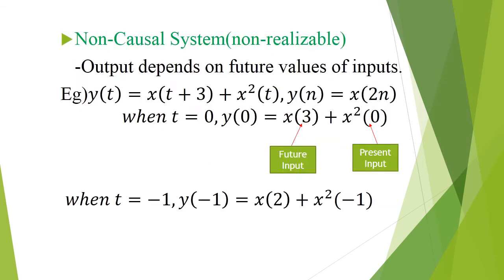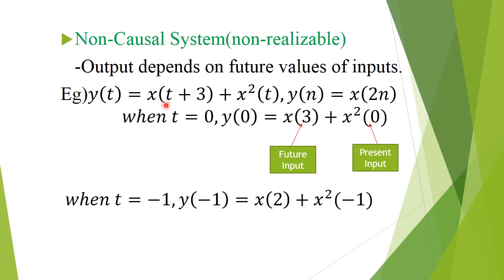So the next one is non-causal system. Non-causal systems are also called non-realizable systems. Why we are saying it is non-realizable means here the output depends on the future values of the inputs. Future values of the inputs means we don't know what the value is. We have to guess the value. So it cannot be realized in practice. That is why we say it is a non-causal system or non-realizable system.